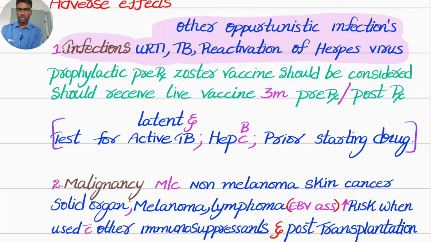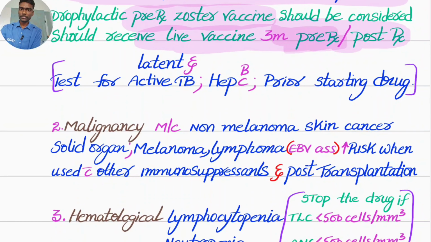So before starting therapy, we have to consider prophylactic pre-treatment with zoster vaccine. And if we are using any immunomodulator, immunity is already less, so we have to avoid live vaccines 3 months prior to treatment and 3 months post treatment. If we consider giving a live vaccine, it should be given 3 months before or 3 months after the therapy. During therapy, the body will have less immunity. So avoid live vaccines while on Tofacitinib.